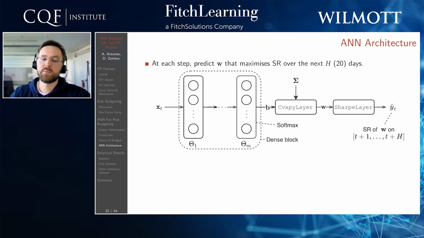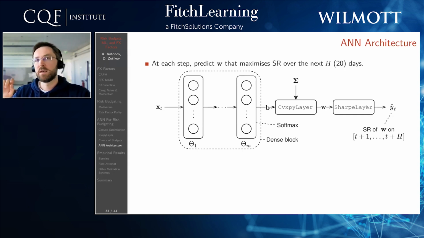Because of that, its output can be interpreted as weights or as budgets, because the quantities would be from 0 to 1 and sum up to 1. You then feed the budgets to your CVXPy layer, which gives you the weight vector that corresponds to the budgets. You then compute the realized returns over the next 20 days, and we did it using a custom Sharpe layer. So as an output of the neural net, you get the de facto computed Sharpe ratio on the next 20 days.